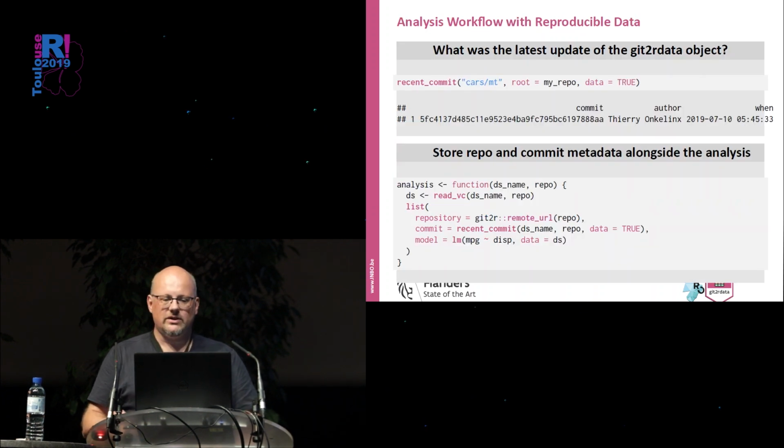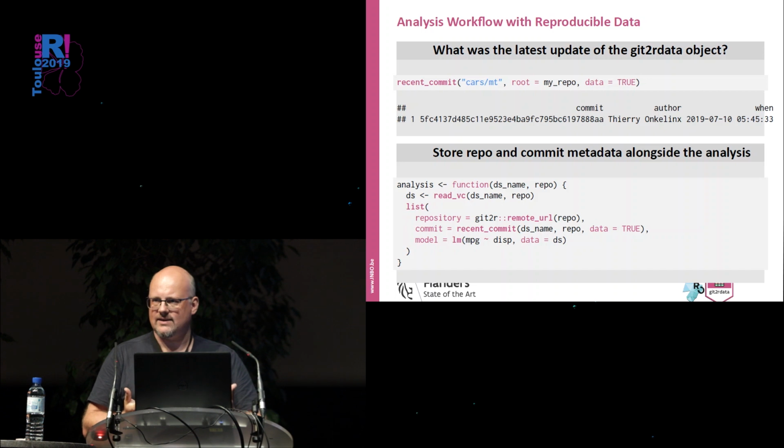So if you want to use it within an analysis workflow, then we have a useful function, which is a recent commit, and you can use that to find the latest commit in which a file or a git2rdata object was last updated. And you get exactly that commit.